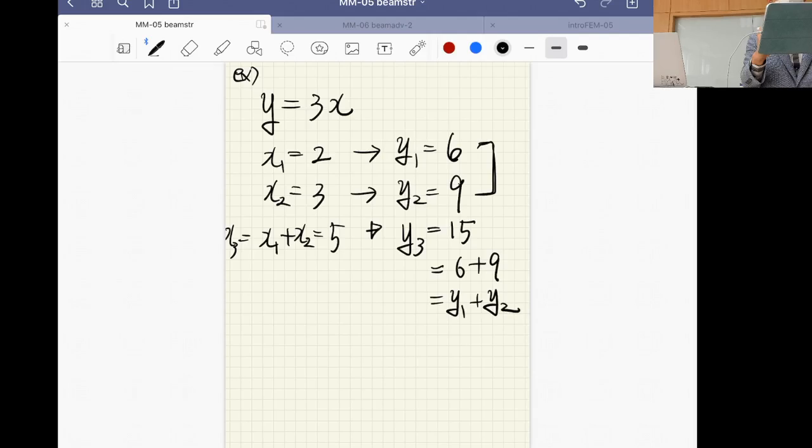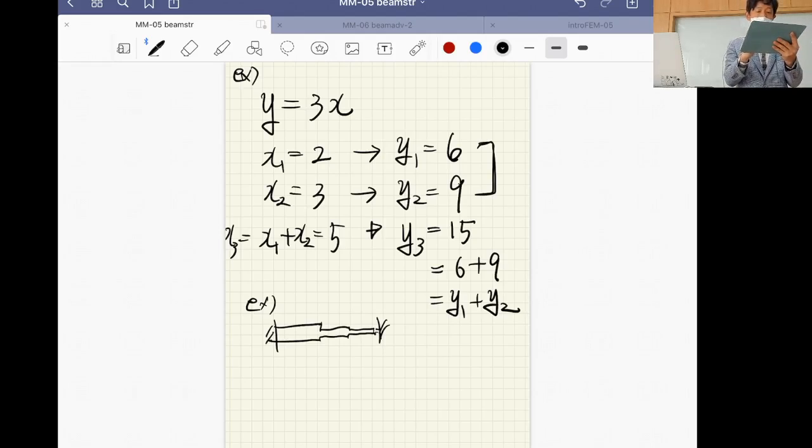This is a simple illustration of the principle of superposition. The principle of superposition, so-called 중첩의 원리 in Korean, is valid only for a linear elastic, linear system. Okay, let's extend our consideration to a more general system. So for example, let's say I have a multi-DOF problem.